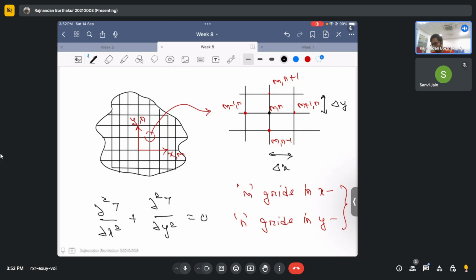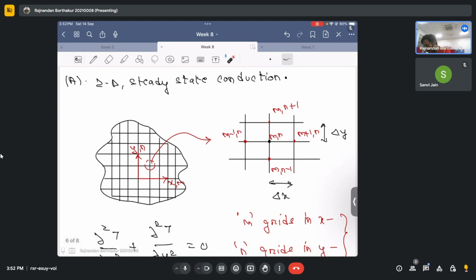So what people do is pick one generic grid. Let's say this is the grid that I'm picking up. This grid has a coordinate of, let's say, m, n, where m and n are just generic numbers. So this grid becomes (m+1, n), and this becomes (m-1, n), because when I'm moving from this grid to this grid, I'm keeping my y constant and just changing my x. That's why the y number is just n, and the x number has just an increment by 1.